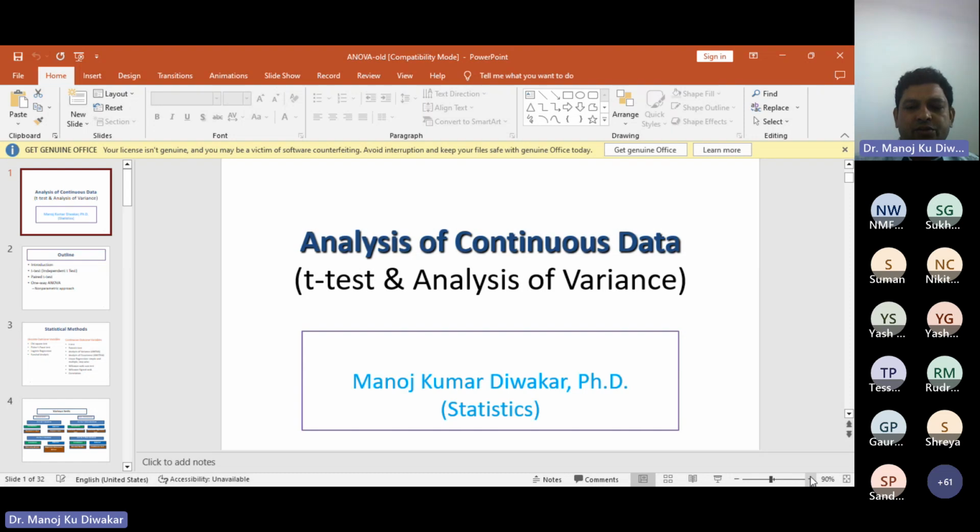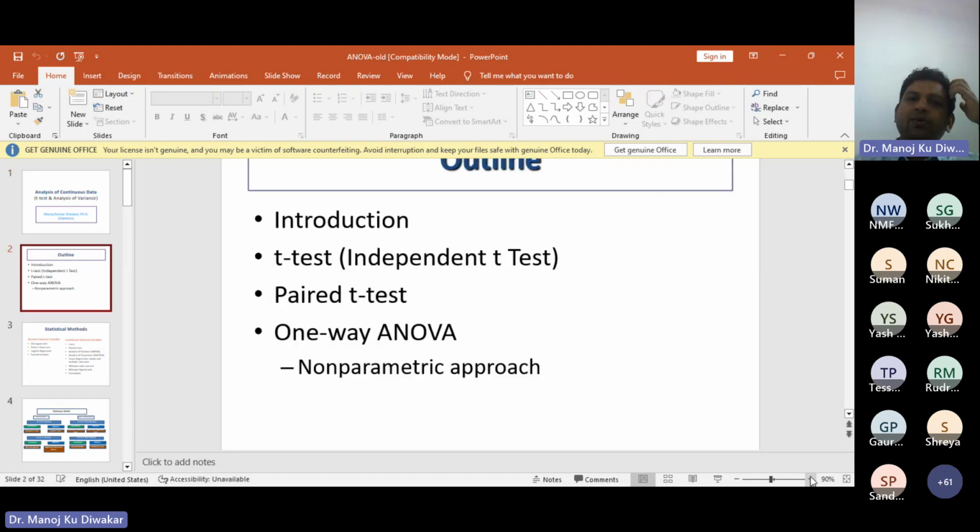I will try to explain to you all the categories of the t-test. In the t-test I would like to discuss the one sample t-test, the two sample t-test, which is also called the independent t-test, then the paired t-test and one way analysis of variance, and if time permits, then I will go on to the non-parametric methods.